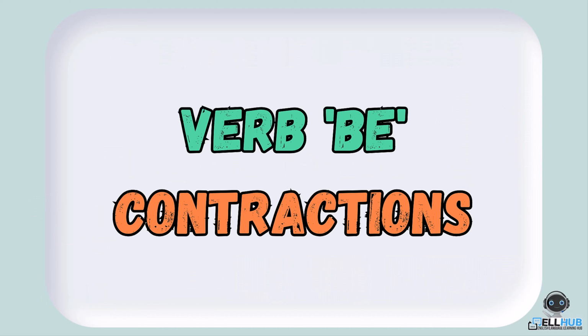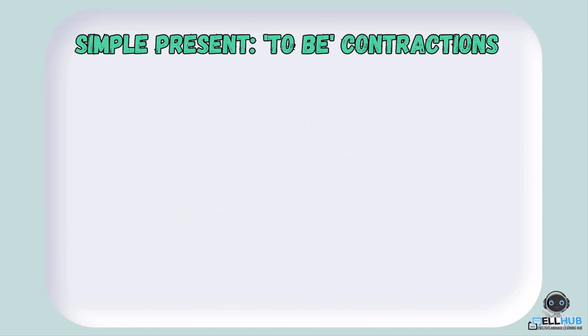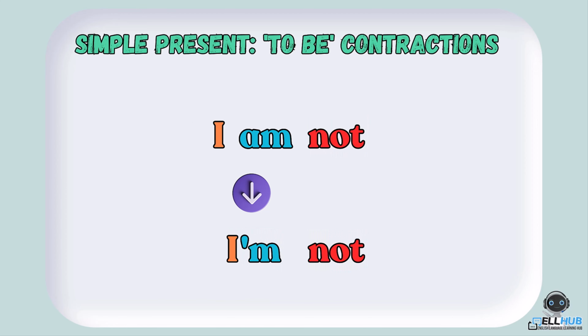In everyday speech, we often use contractions. I am is contracted to I'm. When not is added, it becomes I'm not. This contraction is used instead of the full form I am not in casual conversation.